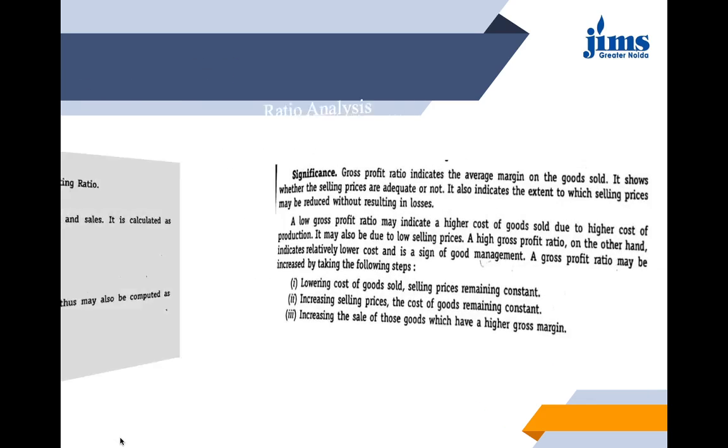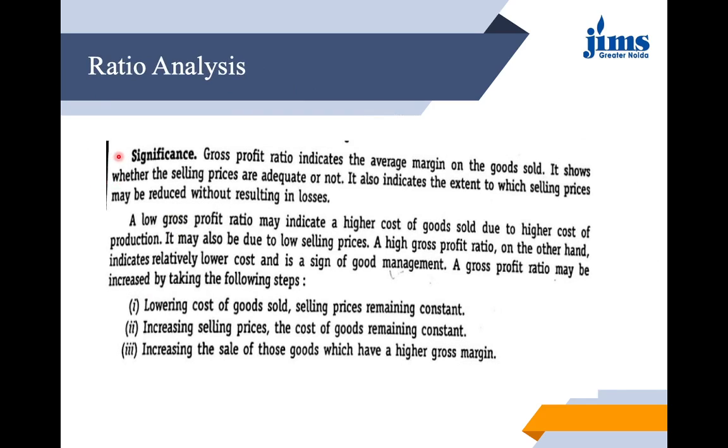Let us move further. Significance of this ratio: why is this ratio important? Because GPR indicates the average margin on the goods sold. It shows whether the selling prices that we have kept are adequate or not. It also shows the extent to which the selling prices can be reduced without resulting in any losses. A low gross profit ratio may indicate a higher cost of goods sold due to higher cost of production. It may also be due to low selling prices. A high gross profit ratio, on the other hand, indicates relatively lower cost and is a sign of good management.